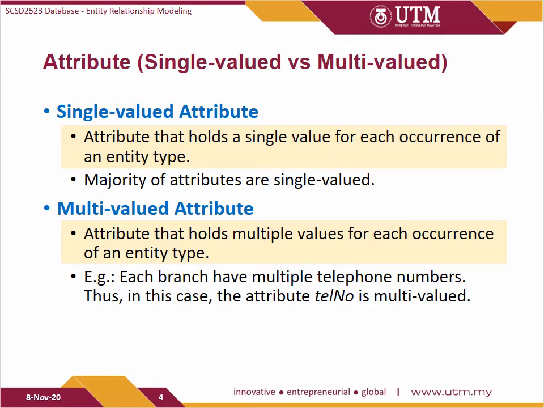Okay, next is single valued attribute. It is an attribute that holds a single value for each occurrence of an entity type. For example, subject name. Only one value can be attached to the attribute, and the majority of attributes are single valued. Okay, for multi-valued attribute, it is an attribute that holds multiple values for each occurrence of an entity type. For example, email or phone number. Students may have multiple email addresses or phone numbers.